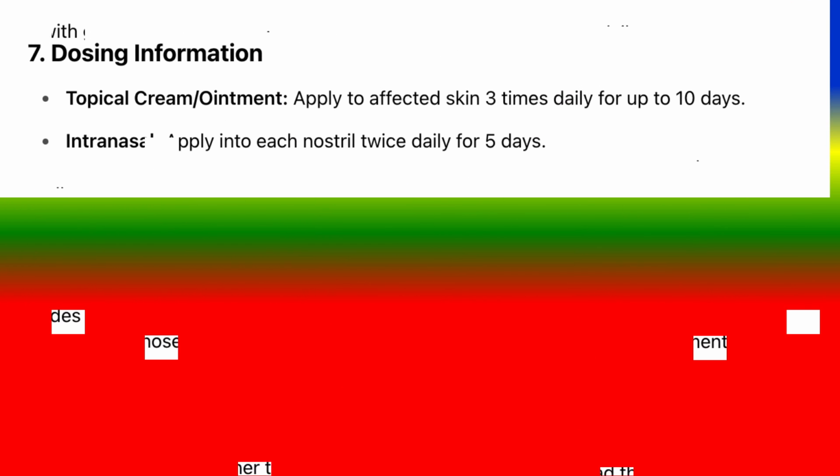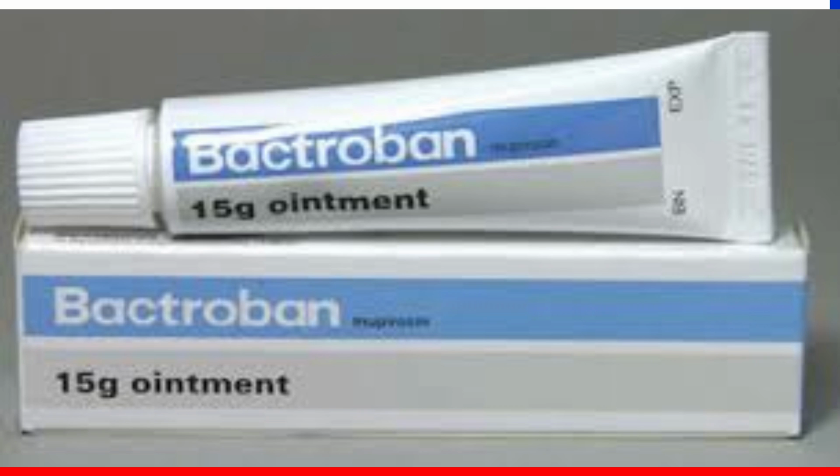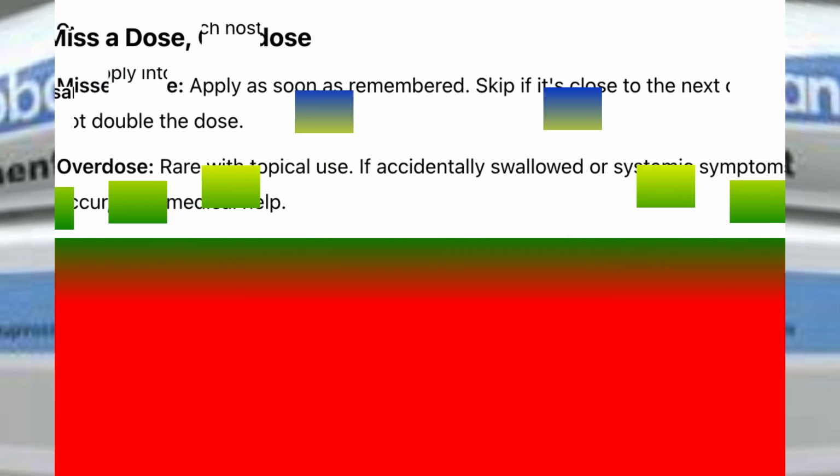Dosing information. Topical cream or ointment: apply to affected skin 3 times daily for up to 10 days. Intranasal: apply into each nostril twice daily for 5 days.